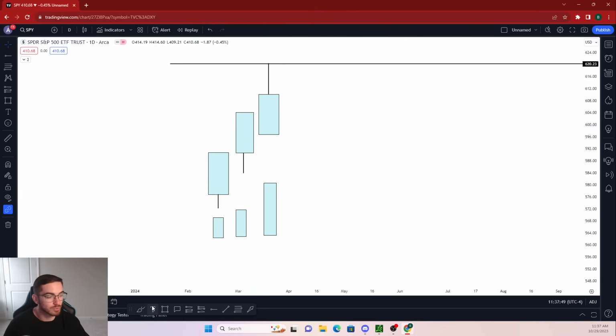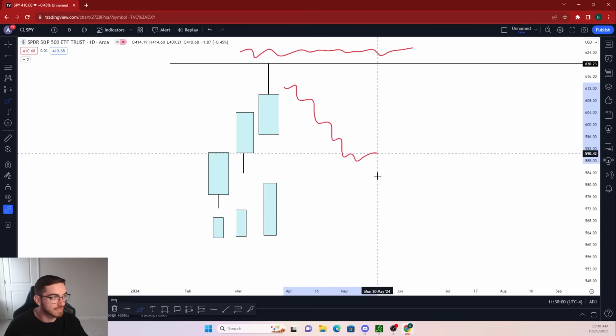And again, I'm going to be showing you guys many different examples of this here in a little bit. So what you could do is go short at the end of this candle and have your stop loss right above these highs and aim for a move to the downside.